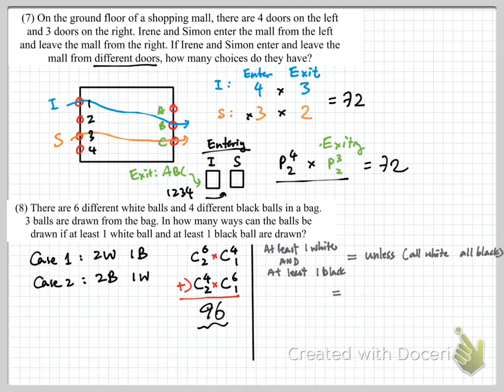All possibilities means that regardless of color, we have 10 different balls. Every time we choose 3 of them, that completes the entire probability. Then all white means that we choose all 3 balls from the white. So that would be 6C3. All black means that we choose all 3 balls from the black. So that would be 4C3. That is unless all white or all black. So the answer is the same, 96. You can try it on the calculator. So that is question 8.